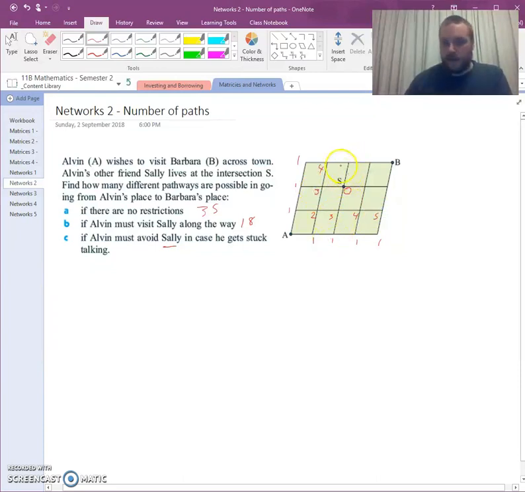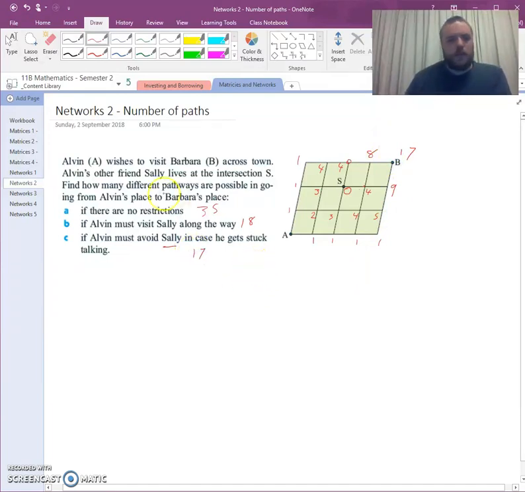Now that we're not going past Sally, it does actually change this question quite a bit. So that's 4 to here. Now 4 straight up, 4 up to there, 5 up to here makes 9. 4 to this vertex, and 4 to this vertex means that there are 8. So it's still just simple addition, and that makes 17 to point B.